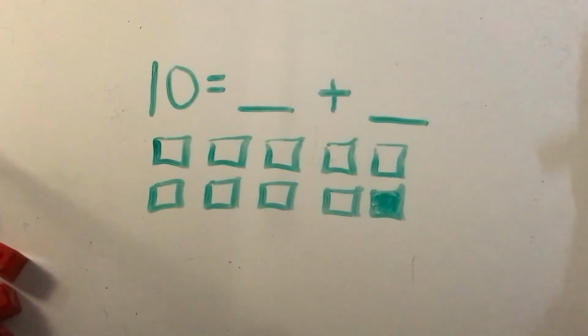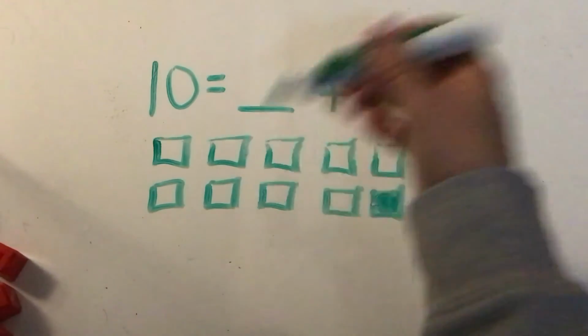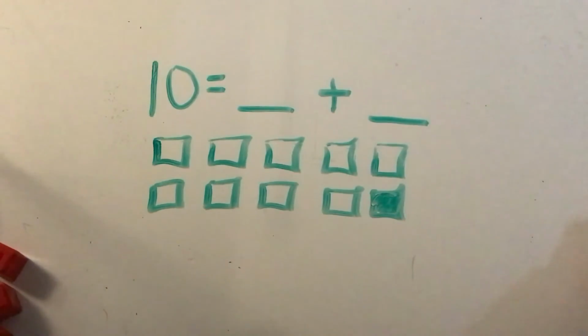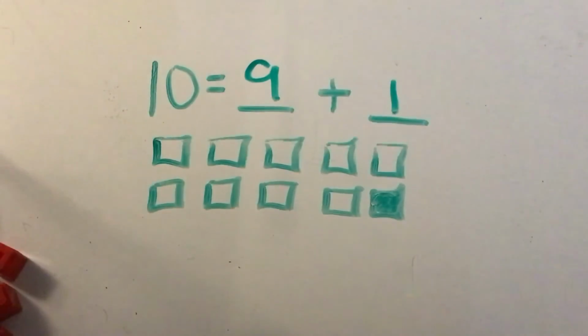Your showing of the story might be different than mine, and that's okay, because there's many different ways to make 10, and our job was to find the parts that make 10. So this is just one way to make 10. So we have 9 white and 1 green. So our number sentence is 10 equals 9 plus 1.